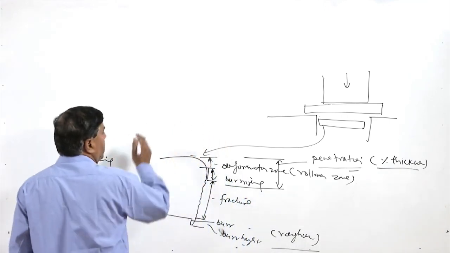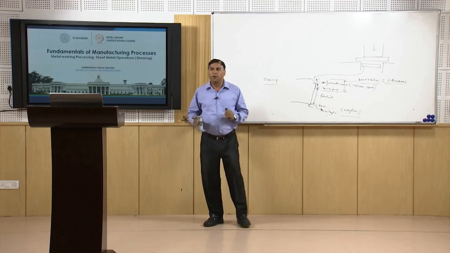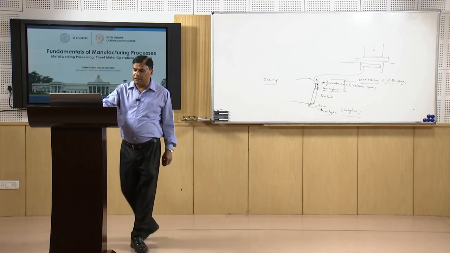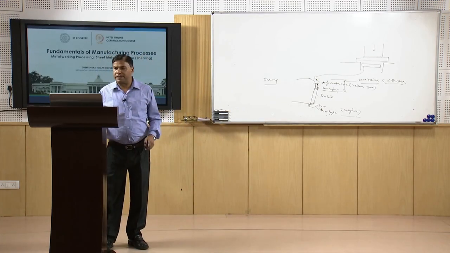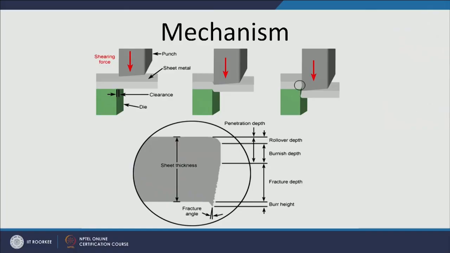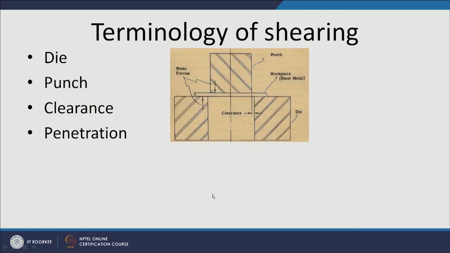If during punching we have very proper holding of the strip, then it will not cause this kind of roughness. This is what has been shown in this diagram, wherein we have first the rollover depth, then the burnishing depth, and the sum of the rollover depth plus burnishing depth is termed the penetration depth. Then we have the fracture region, that is this zone, and then the burr is formed on the lower side. This is called the burr height, or the burr, which indicates the roughness of the cut edge.